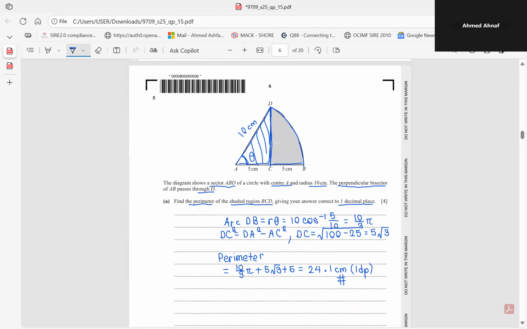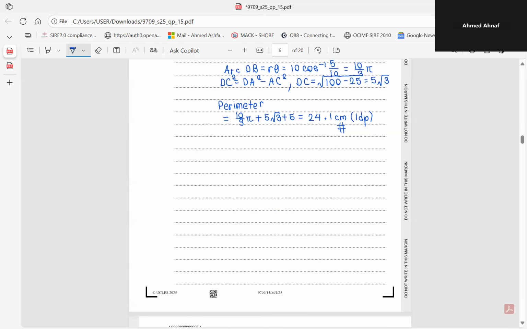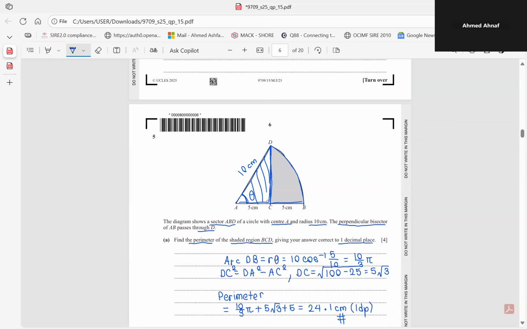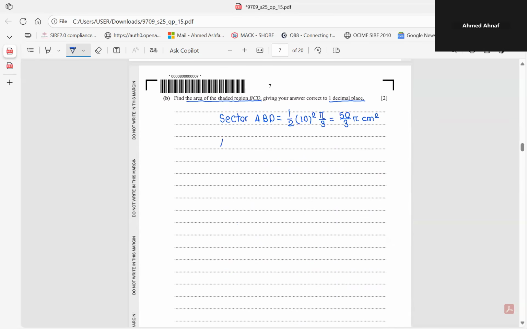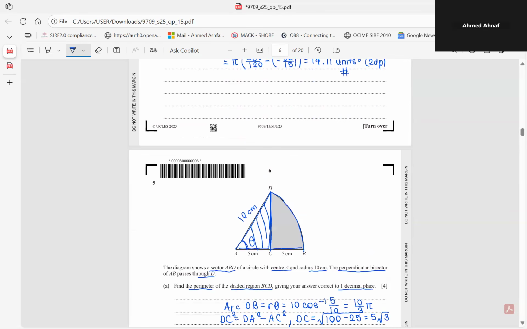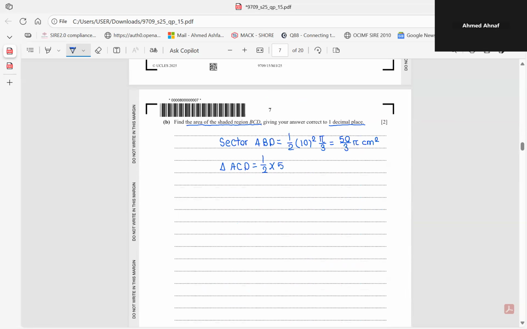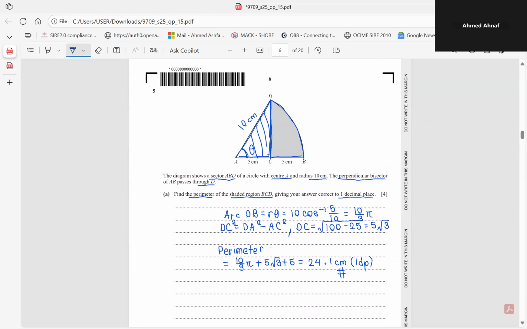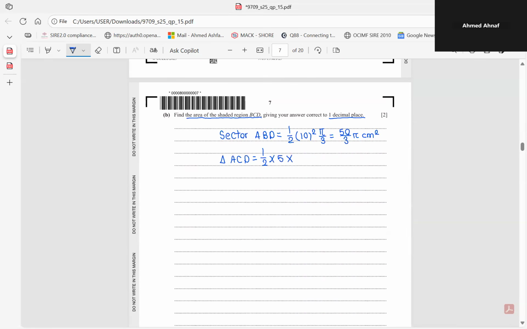Okay, and now you have to find the area of this triangle here. So since it's a right triangle, it's triangle ACD. So triangle ACD, just take half times base. Base is 5 times the height, which is DC, so 5 square root 3. And you would get 25 over 2 square root 3 centimeters squared.